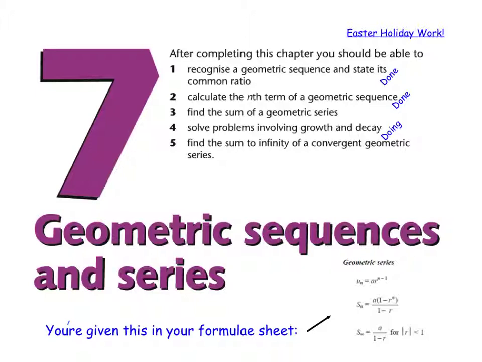In the second lesson, we worked out how to calculate the nth term of a geometric sequence. If you remember, we need to know the first term to find this. We call that a. And we use this little formula down here, which is given to us in our formula sheet. So that means un, any term, is defined as a, the first term, multiplied by r to the power of n minus 1.